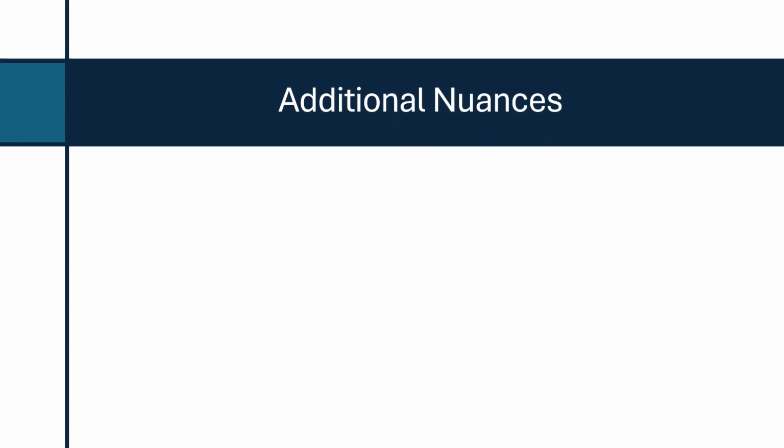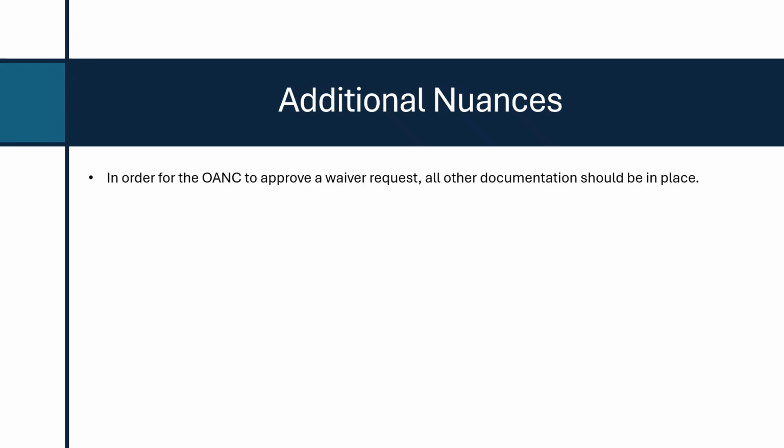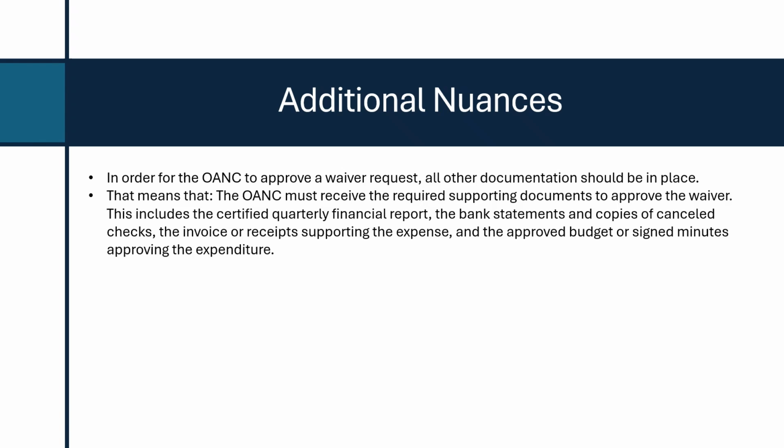Additional nuances you should be aware of. In order for the OANC to approve a waiver request, all other documentation should be in place. That means that the OANC must receive the required supporting documents to approve the waiver. This includes the certified quarterly financial report, the bank statements and copies of canceled checks, the invoice or receipts supporting the expense, and the approved budget or signed minutes approving the expenditure. The purpose of the expense must be a permissible use of ANC funds.